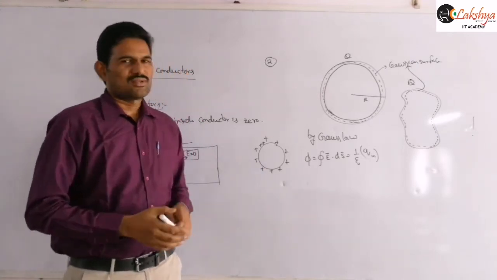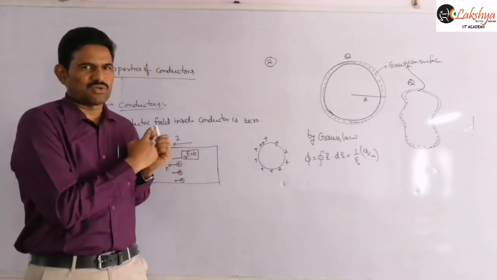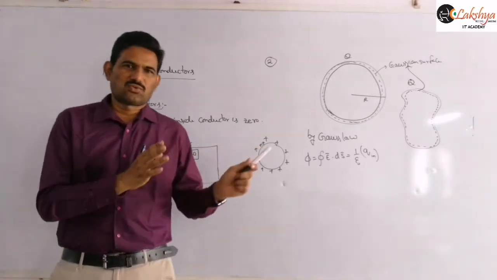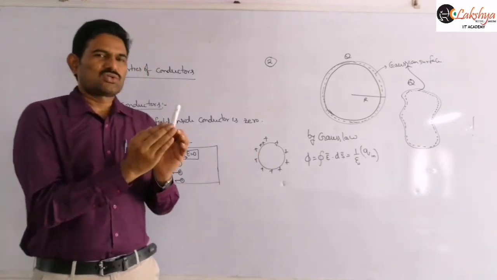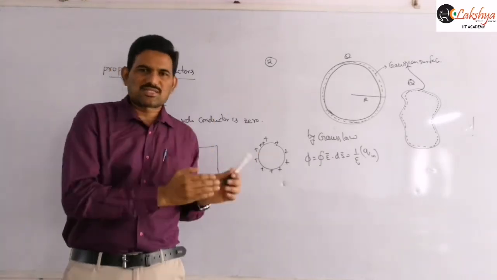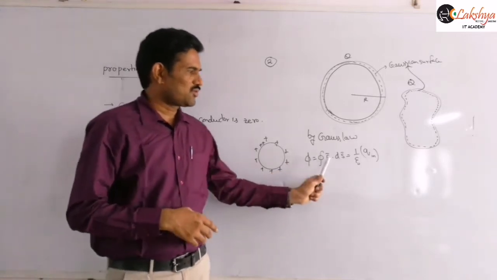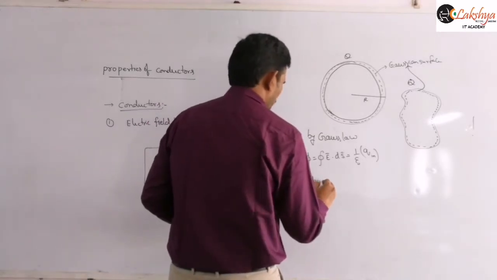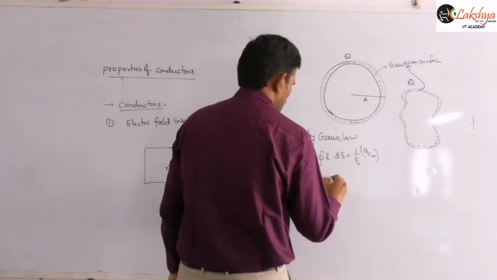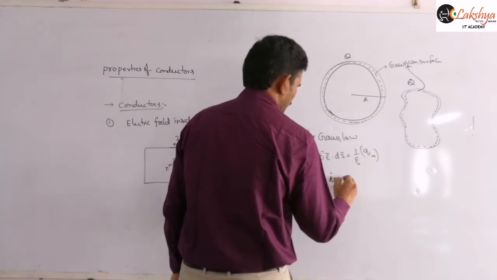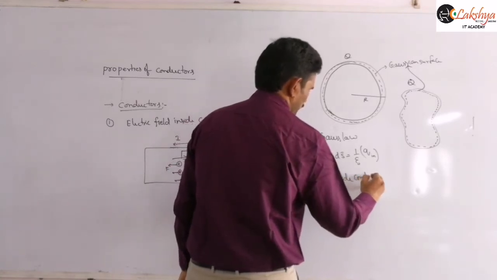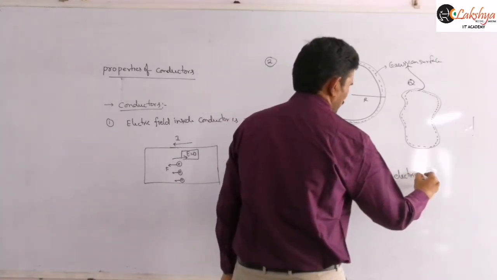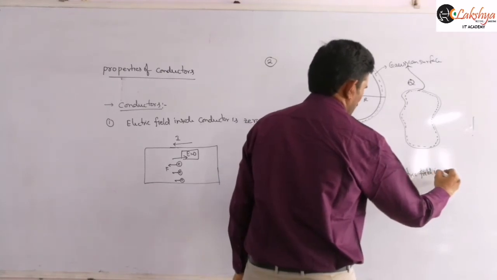And now if you apply the Gauss law here, by using the first point, our first point is that the electric field inside the conductor is 0. And so now we are taking a Gaussian surface inside the conductor only, just inside the conductor only. And from that you can conclude that the electric field is 0, right? So that means inside the conductor, the electric field is 0.